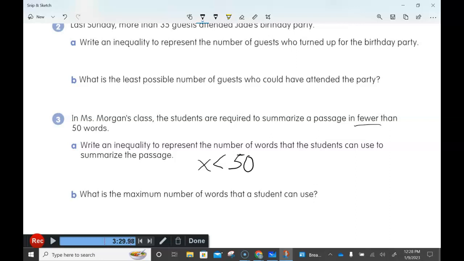So that's going to be the inequality to represent this. Why is that? X represents the number of words, since the students are required to summarize a passage in fewer than 50 words. We know it's less than 50. We don't put a line underneath it, meaning it's going to be equal to or less than. It's just less than 50 no matter what. So understanding this, what's the maximum number of words that a student would be able to use? It would be 49. Why 49? Because it has to be fewer than 50 words.